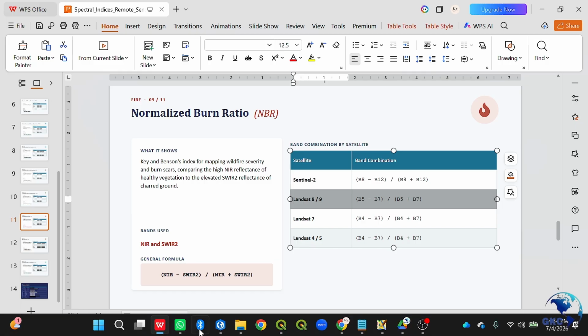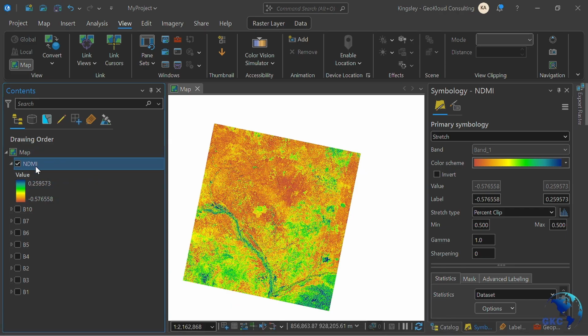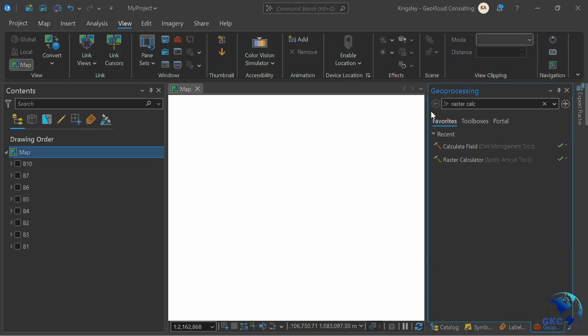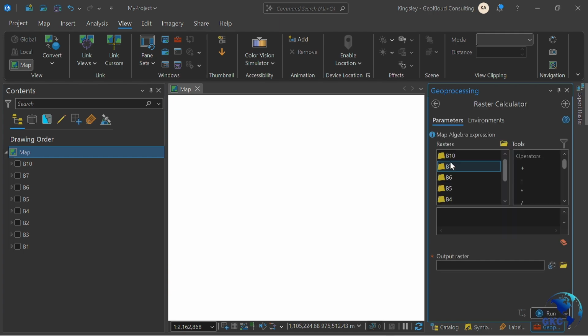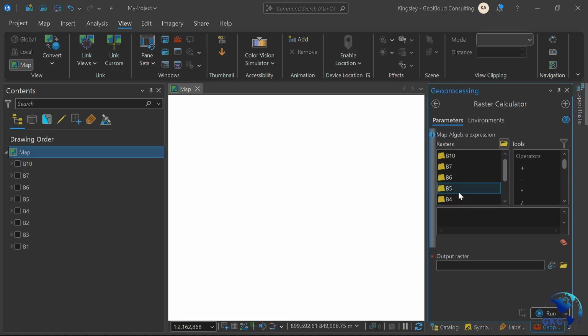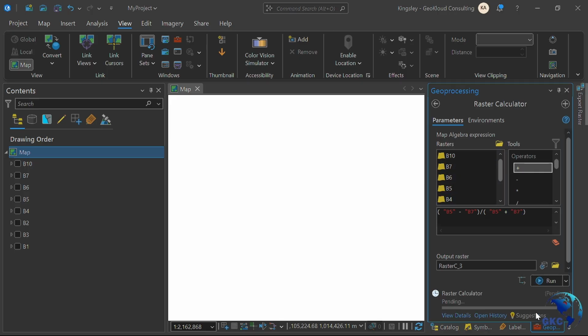So let's get straight into it quickly. Open my processing toolbox, Raster Calculator, B5 minus B7. So bracket open, band 5 minus band 7, bracket close, divided by bracket open again, band 5 plus band 7, bracket close, and run my analysis.